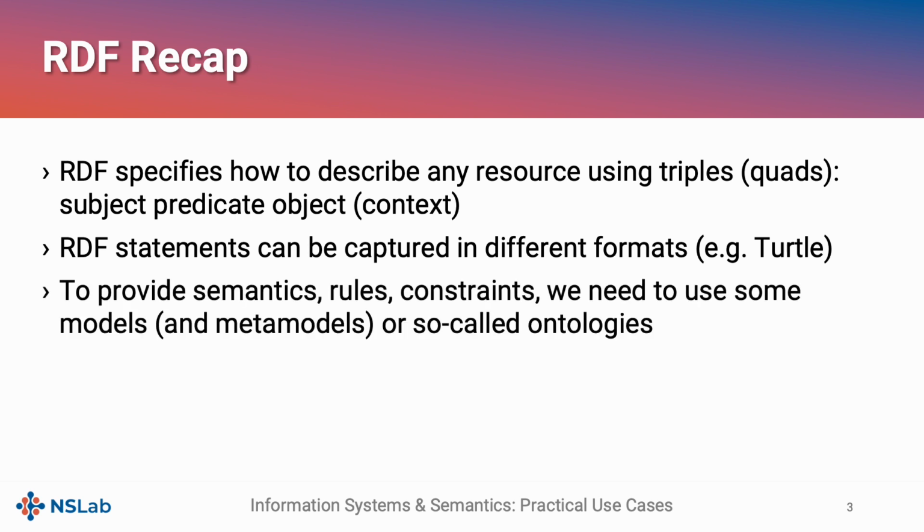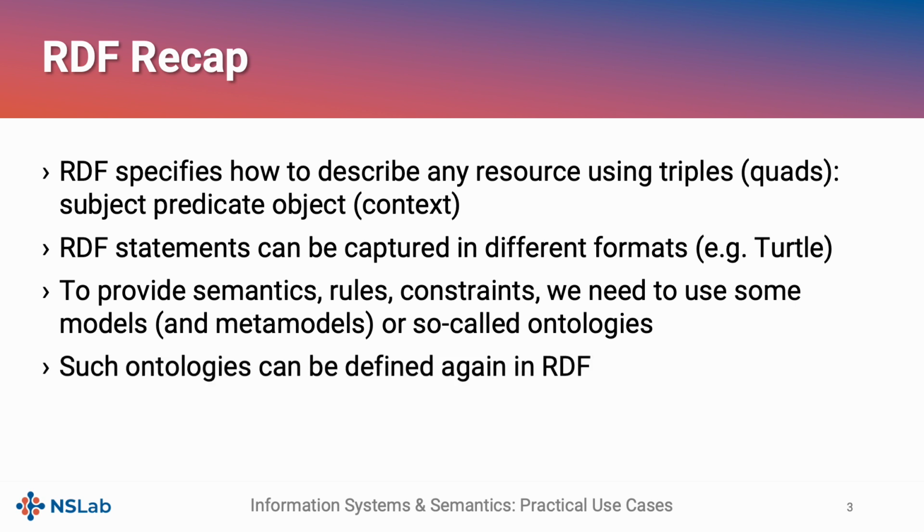To provide semantics, rules, and constraints, we need to actually use some models or metamodels, and usually in the RDF terminology those are called ontologies that define some concepts and relations between them. Such ontologies can be defined again in RDF, as we've seen, and basically on all the levels, so on the metamodel level, meta-metamodel level, model level, and then also the instances, the data, are as well in RDF.